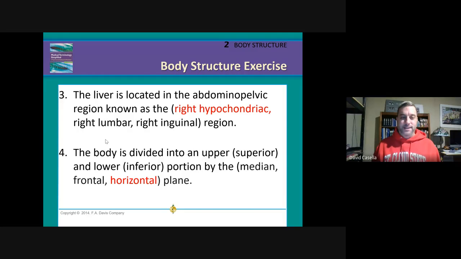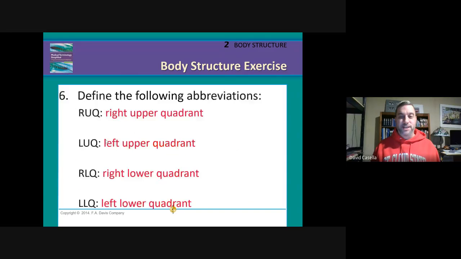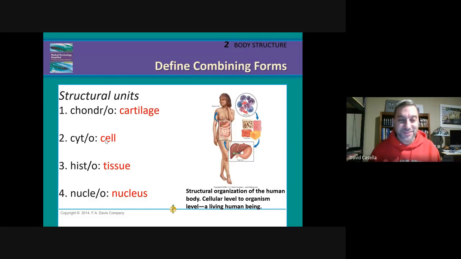And we can look at more information. You can read through these on your own. I always make the PowerPoints available for you to look at with these different terms. So we look at side to side or back of the body or the belly. We'll give you a little guided and extra understanding. In the 4 quadrants, these are pretty simple. They're just abbreviated upper quadrant. So if I was really going to give you a hard test, I would ask you what organ is in your right upper quadrant. But right now, you just have to know the abbreviation.